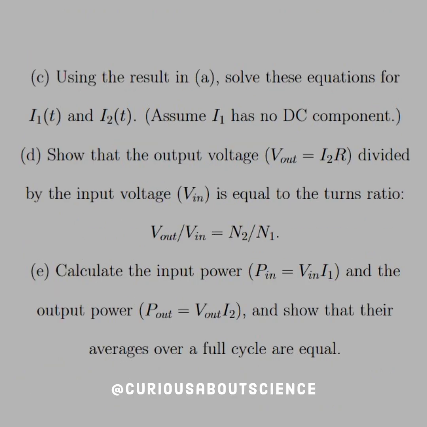Part C, using the result in A, solve these equations for I1 of t and I2 of t. Assume that I1 has no DC component. And then D, show that the output voltage V_out, equal to I2 R, divided by the input voltage V_in is equal to the turns ratio. And then for part E, calculate the input power P_in equal to V_in I1 and the output power P_out equal to V_out I2, and show that their average over the full cycle is equal.